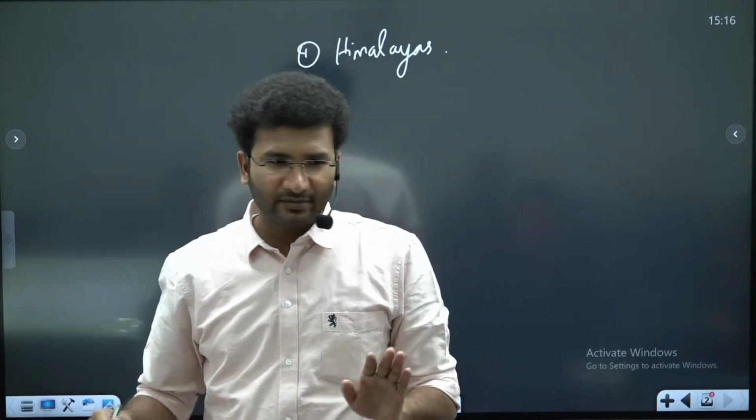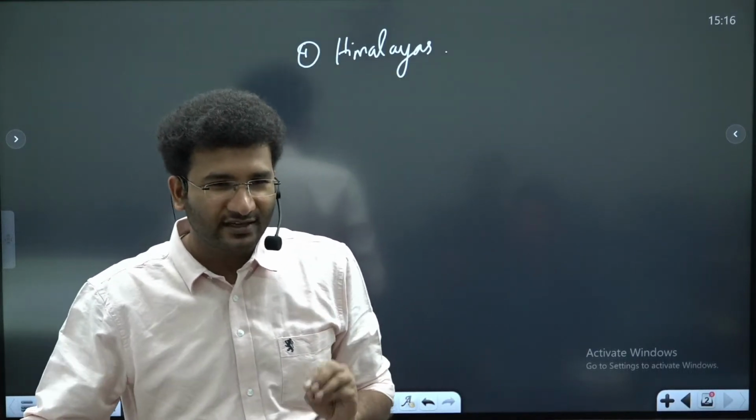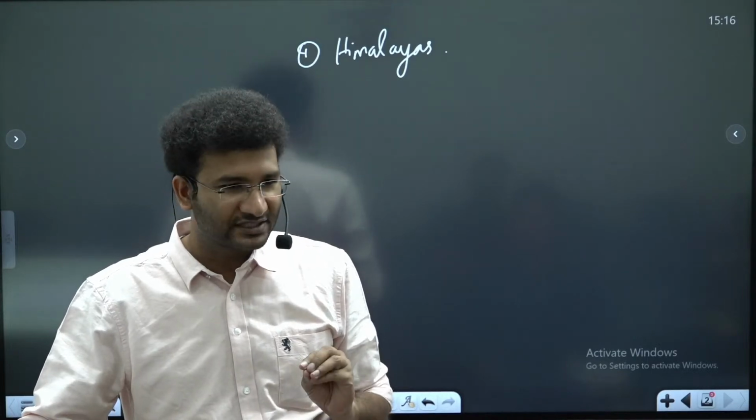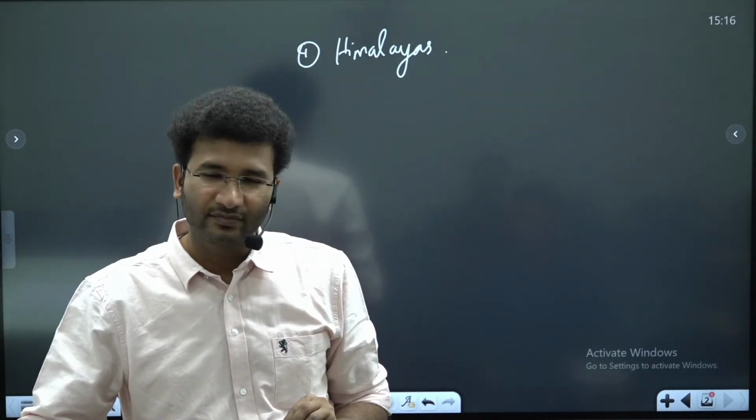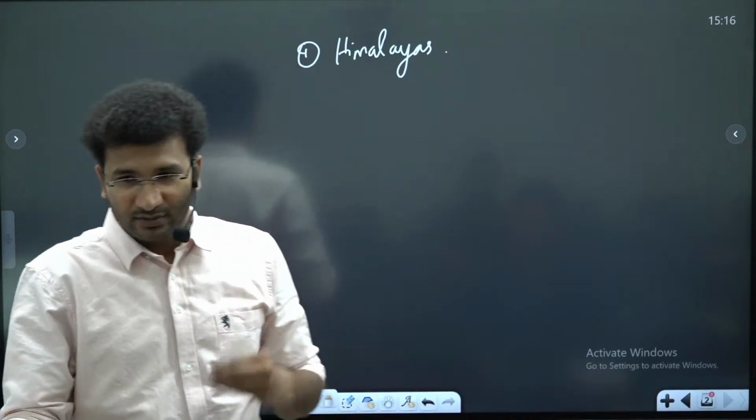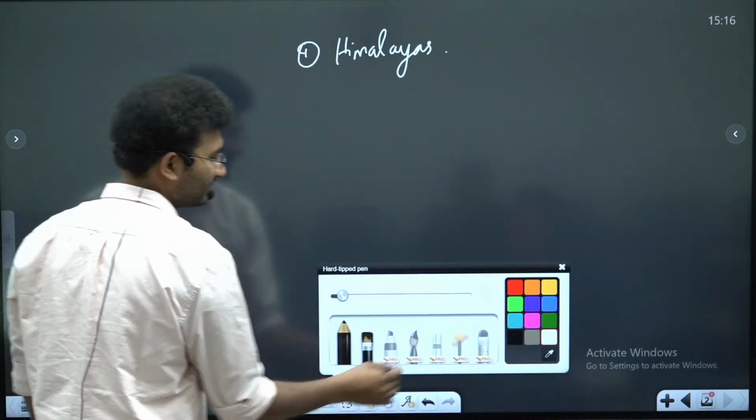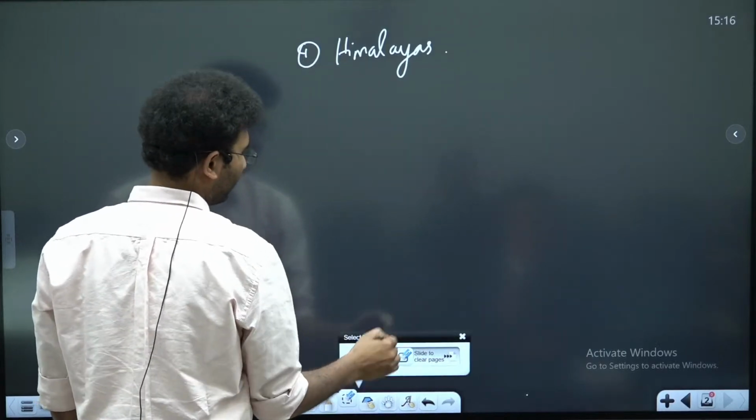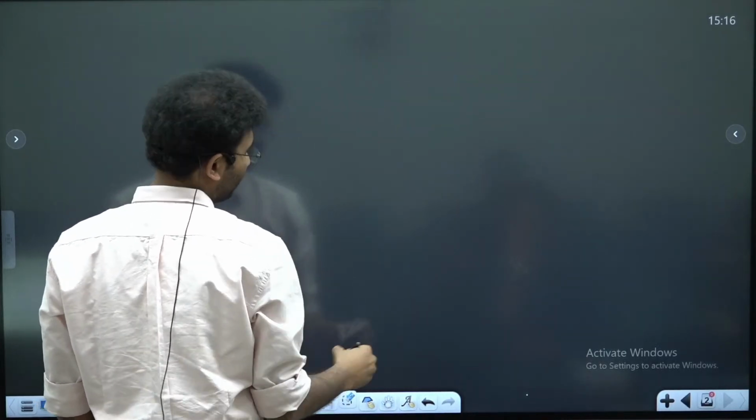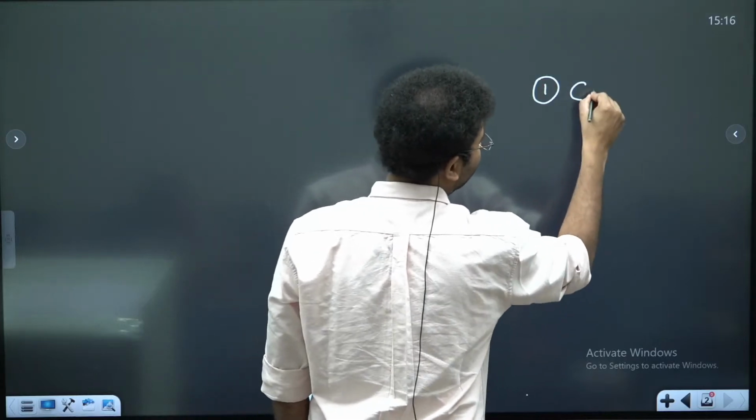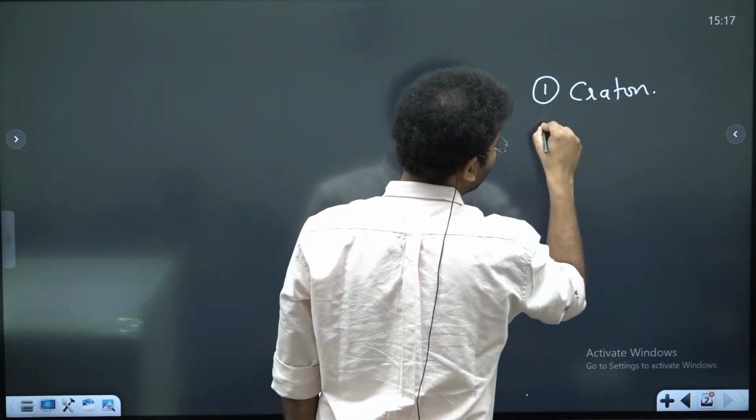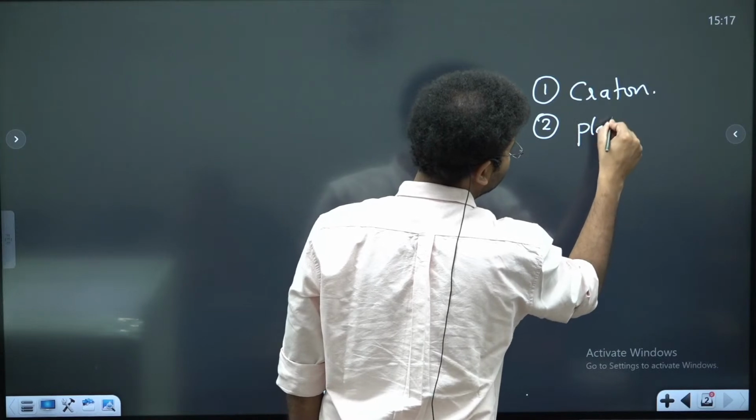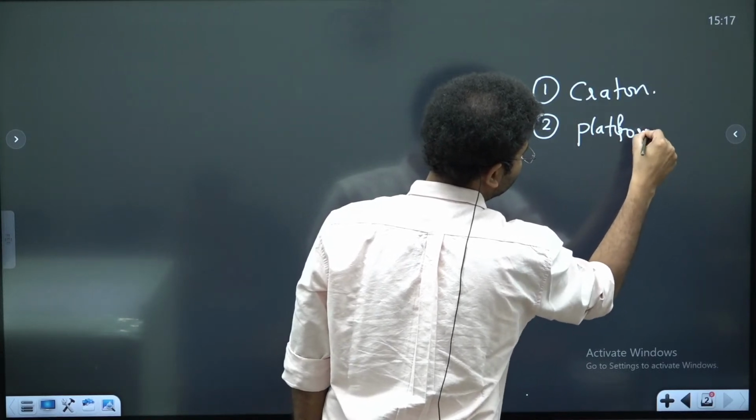In the previous class, I've taught you a topic called what is a craton, what is a platform, what is a shield, if you remember. No? So let's try to understand the terms. You need to start with an understanding of a few terminologies. You need to have an understanding of the word craton, next platform, shield.